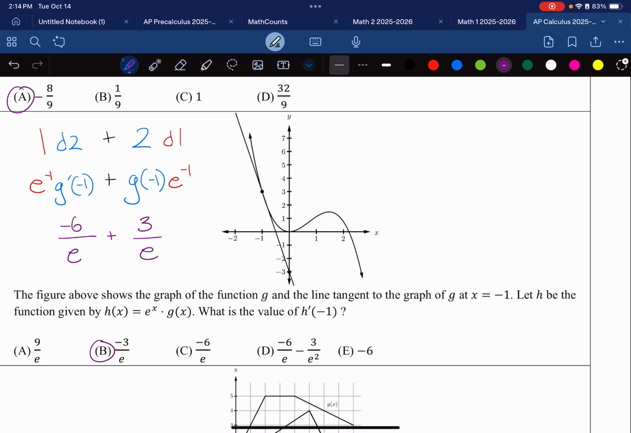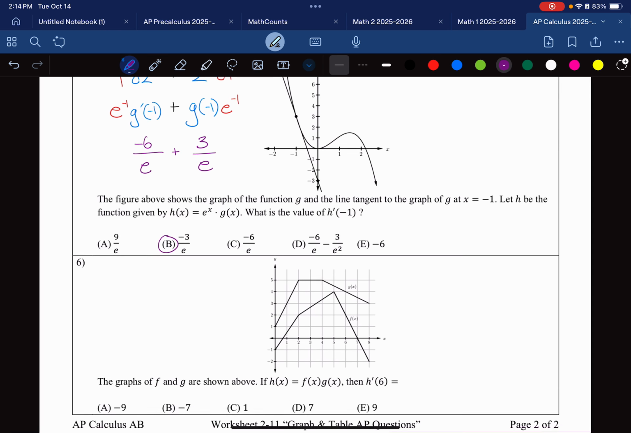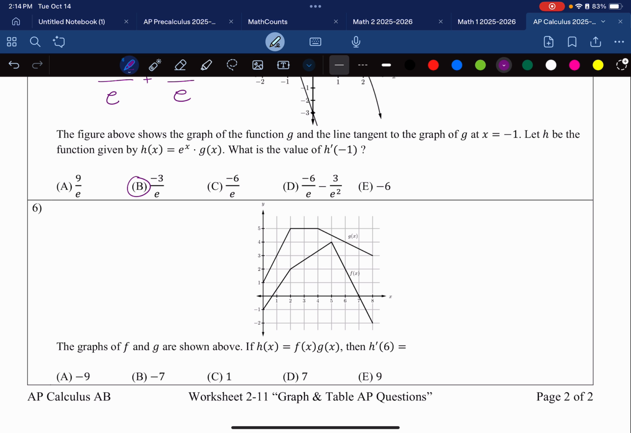All right. Almost done. Last problem, number 6. We got multiple graphs going on here, and it's asking for h prime of 6. I saw the graph, I kind of skipped it looking at the question. The question is defined by this h over here, which is product rule. Let's do product rule. 1 d2 plus 2 d1.